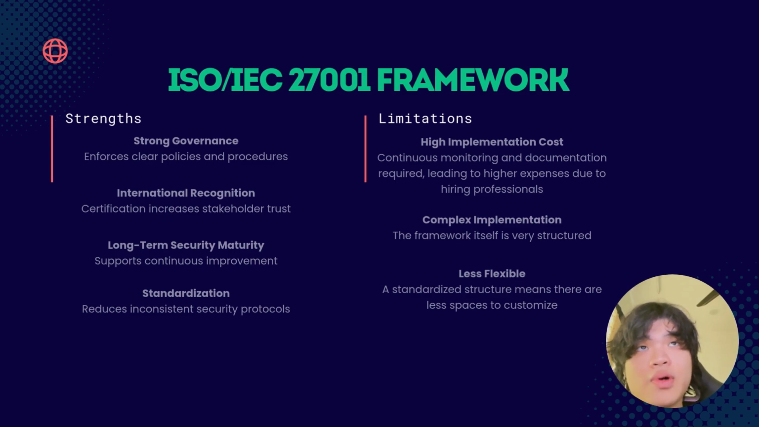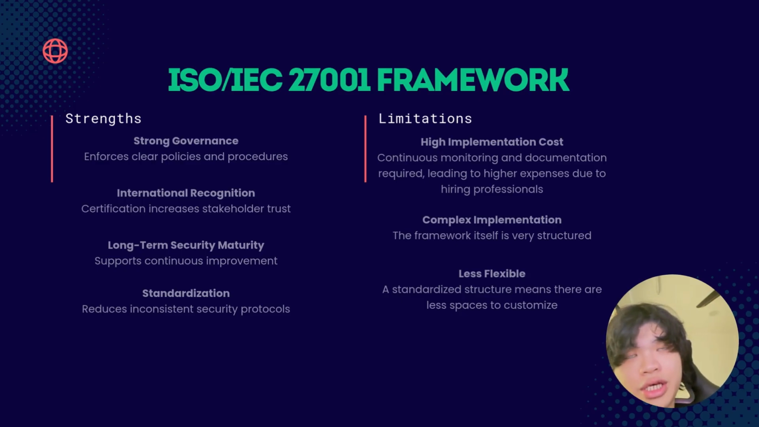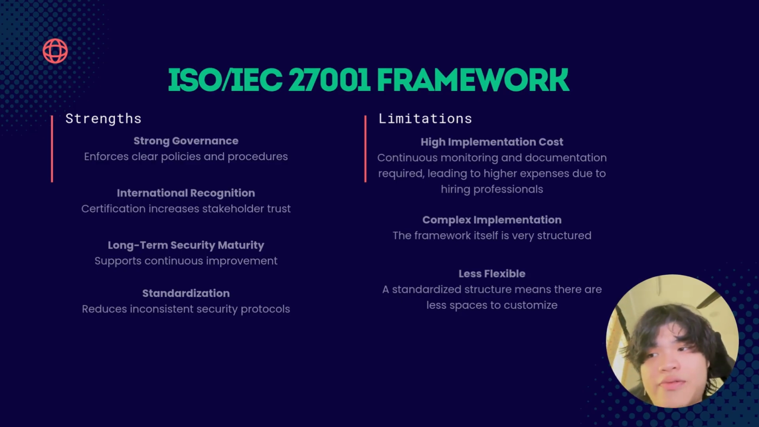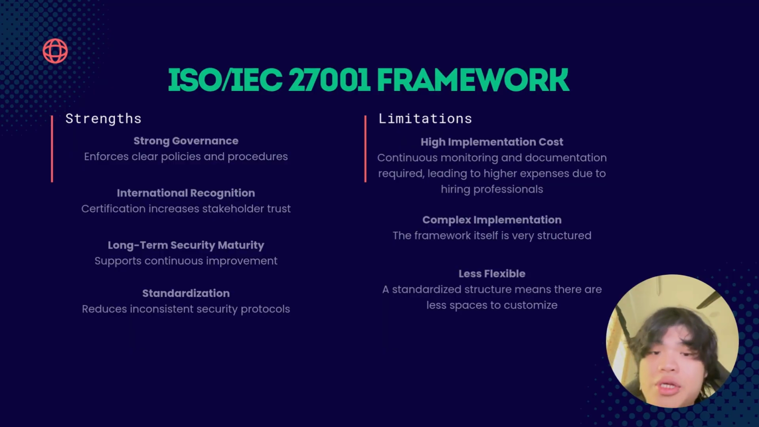And then the next one is ISO IEC 27001 framework towards a middle-sized company. So the first strength is it provides strong governance. This framework enforces clear policies and procedures. And then it also has international recognition because its certification is widely known, and it might increase stakeholder trust. And then it provides long-term security maturity because it has continuous improvement and is governed by a body. And then it also has standardization, which reduces inconsistent security protocols compared to the previous framework, which is NIST CSF.